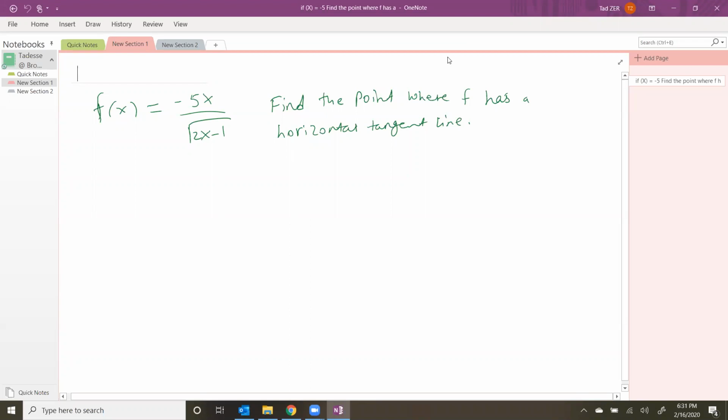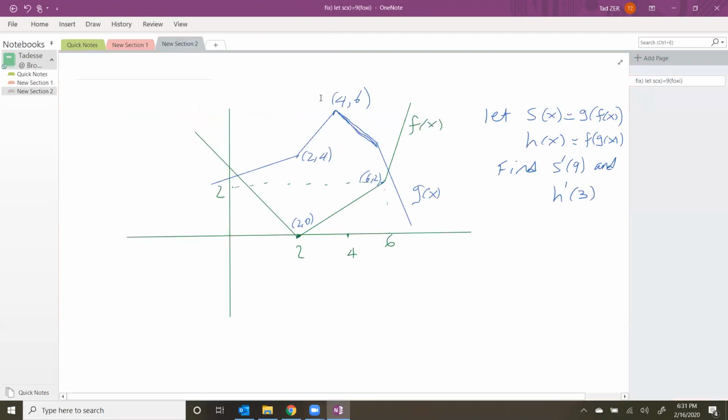This is Tadessa. In this video, we'll see some examples of finding the derivative from a given expression, just like what you see here, or from a graph, something like this. So let's start with the first example.